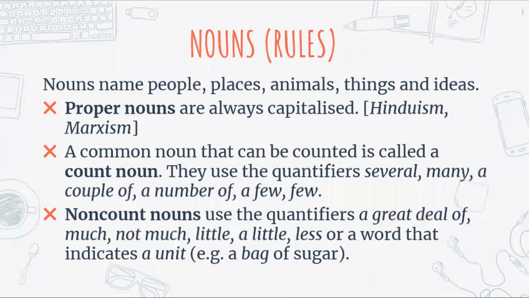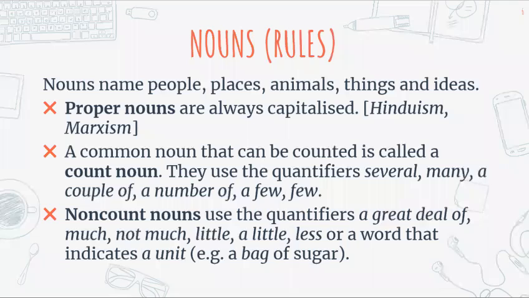So, nouns. Nouns name people, places, animals, things, and ideas. We all know this. Some rules come with using nouns. Proper nouns are always capitalized: Hinduism, Marxism, the Renaissance, etc.